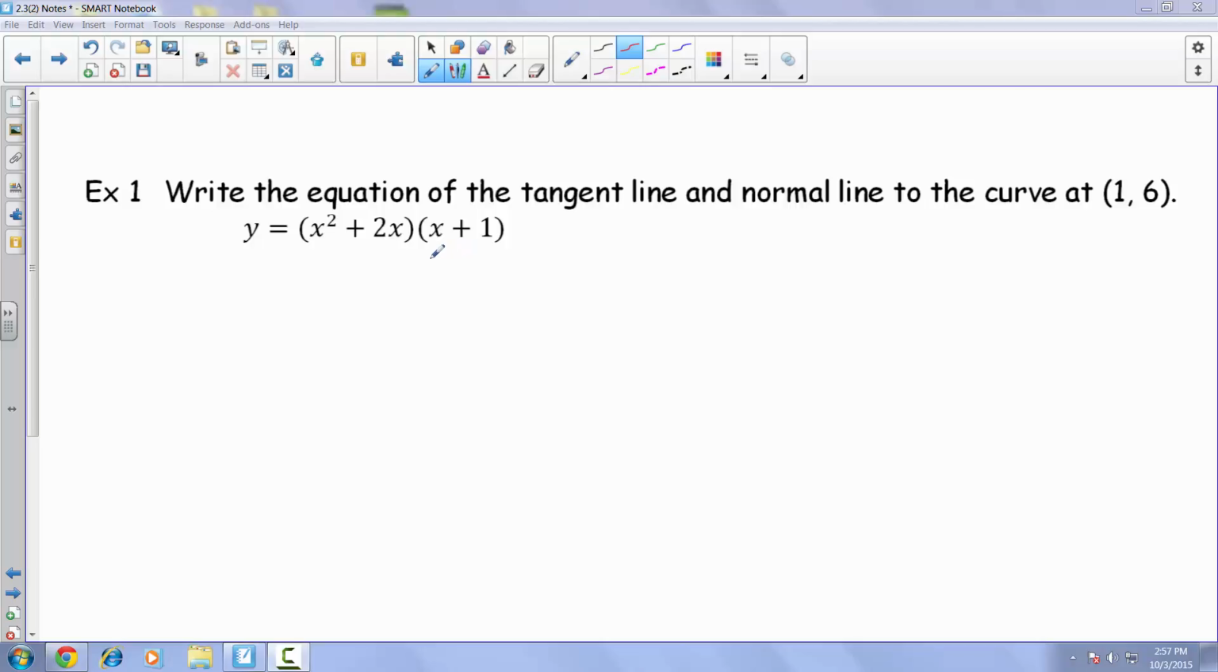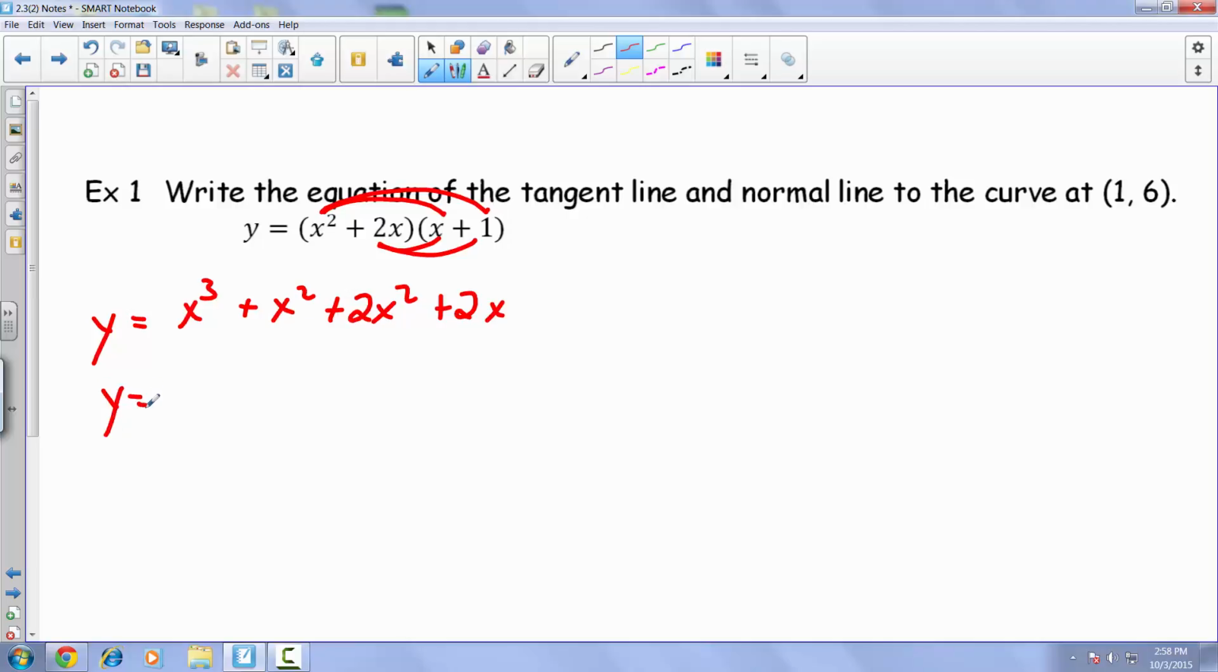go ahead and proceed, but for right now, we know that we can just distribute, or essentially FOIL, these two binomials together. And so when we do that, when we're expanding this polynomial, we end up with x squared times x gives us x cubed, plus x squared, plus 2x squared, plus 2x. Now we can combine our like terms. So then we end up with the polynomial y is equal to x cubed plus 3x squared plus 2x.